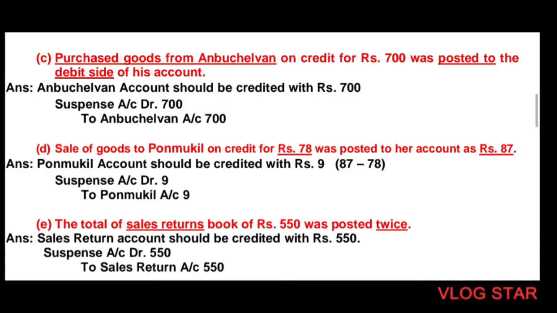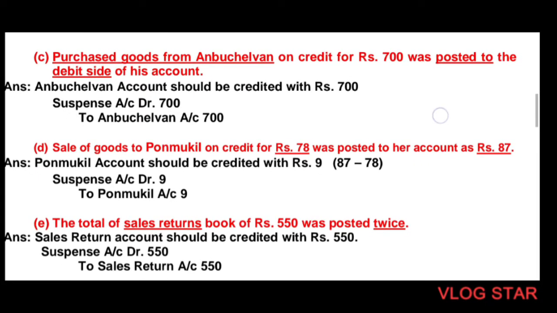Purchase account debit to Anbu Chelvan account, because it is a credit purchase. So Anbu Chelvan is a credit balance, but wrongly it is posted on the debit side. So we have to correct it. Correct means we have to write on the opposite side. It has been wrongly debited in the Anbu Chelvan account. Now we have to rectify it. So Anbu Chelvan account should be credited with rupees 700.